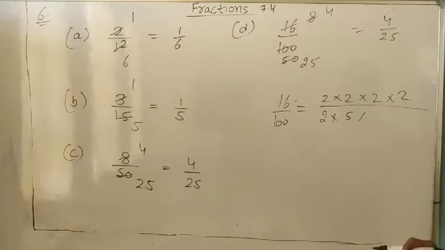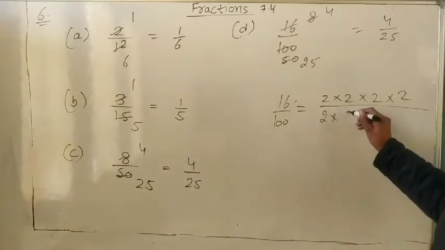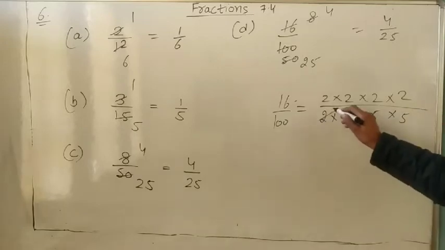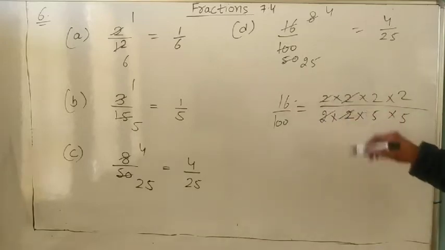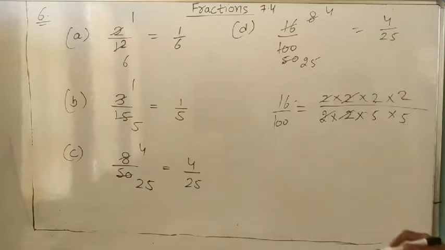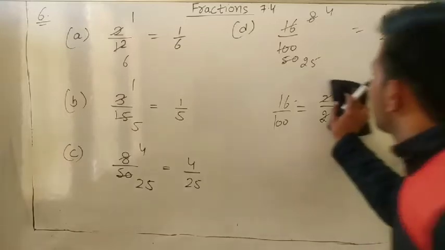Writing 2 into 2 and 5 into 5 like this, 2 cut by 2, 2 cut by 2. Now 2 into 2 is 4, 5 into 5 is 25. You can do it by this method also, otherwise you can cut it directly.